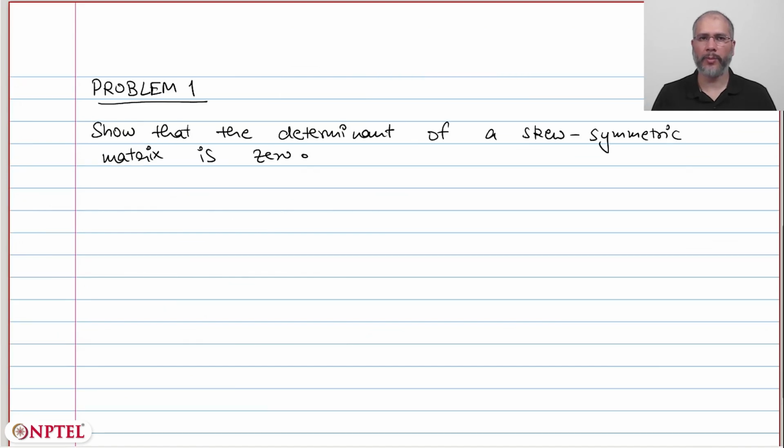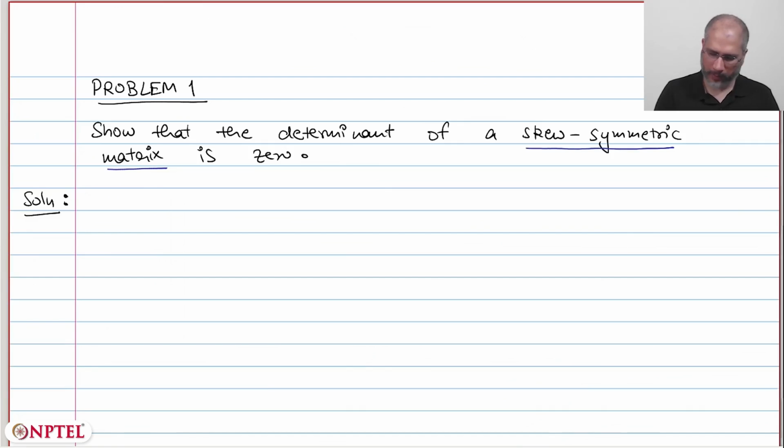So the first problem is written here. And you can also have a look at these problems in the tutorial sheet that is shared on the NPTEL portal. So the problem says that we have to show that the determinant of a skew symmetric matrix is 0. So let us show that. So it is a skew symmetric matrix.